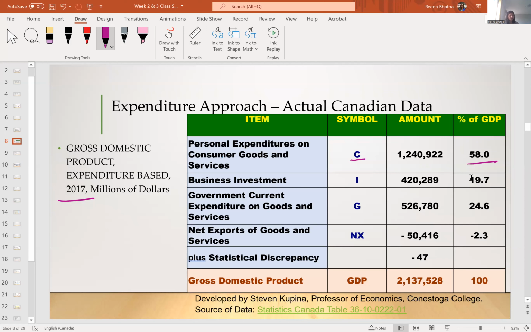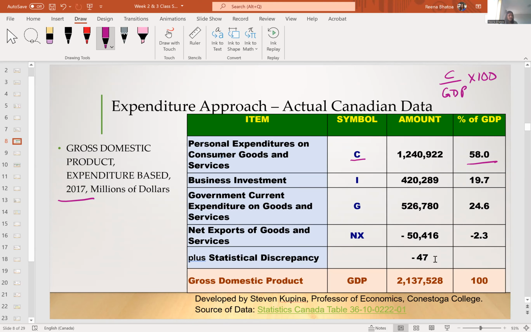Okay, how do we calculate this percentage? Consumption divided by GDP times 100. Simple thing. If you want to say the investment share, it's going to be investment divided by GDP times 100. It's like the portion of consumption, investment, or government expenditure and all that on this side. Okay, so this is consumption expenditure in 2017.